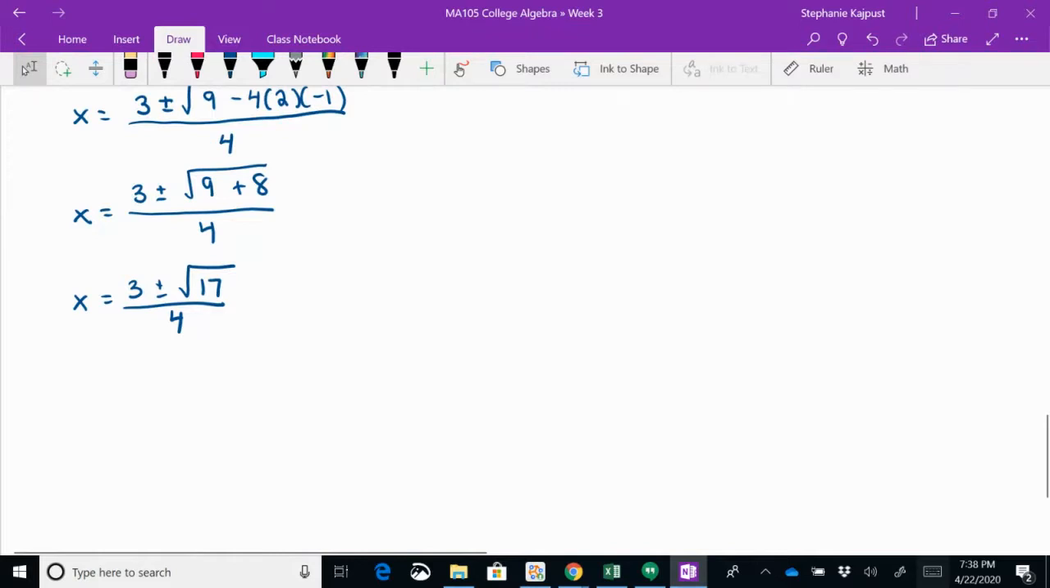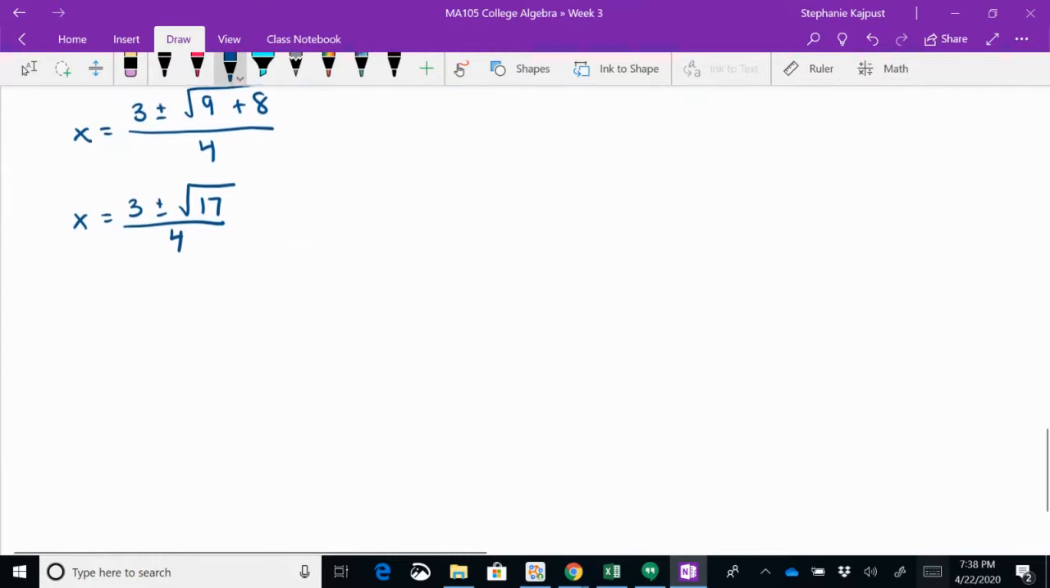So we get two answers out of here, and so what we need to do is split it up into two equations again. One with the plus version, and then one with the negative version.